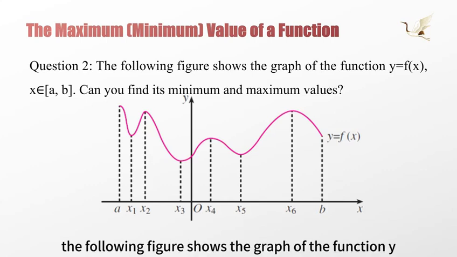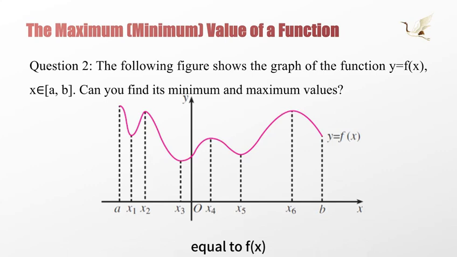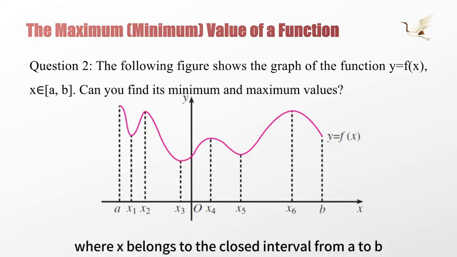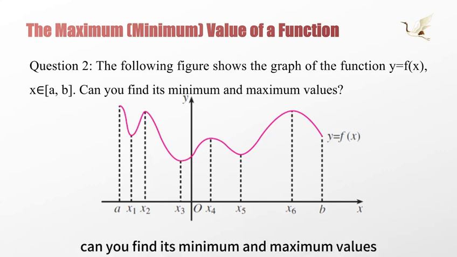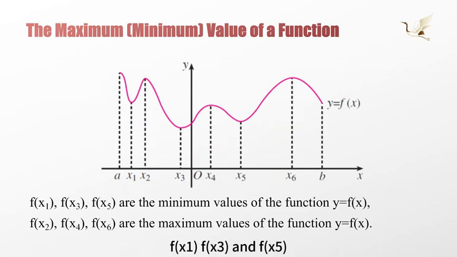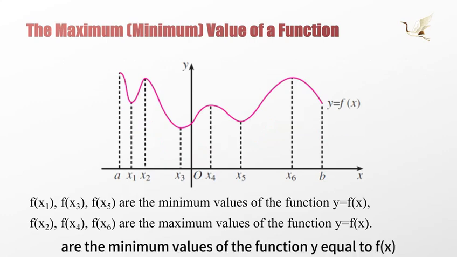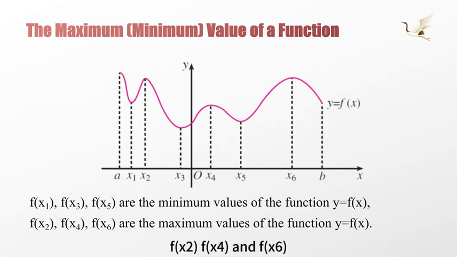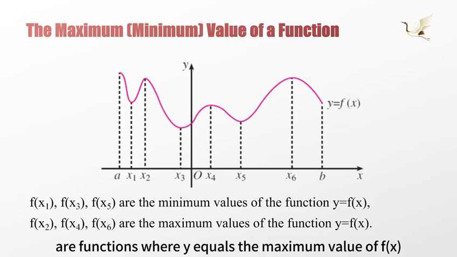The following figure shows the graph of the function y = f(x), where x belongs to the closed interval from a to b. Can you find its minimum and maximum values? Observing the image, it is not difficult for us to obtain that f(x1), f(x3), and f(x5) are the minimum values of the function y = f(x). f(x2), f(x4), and f(x6) are the maximum values of f(x).